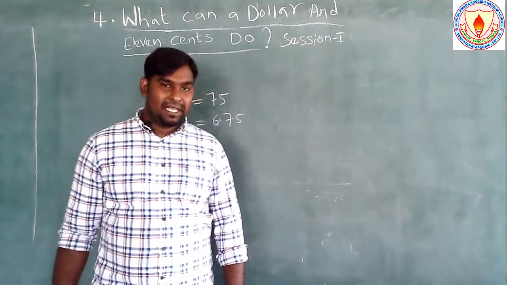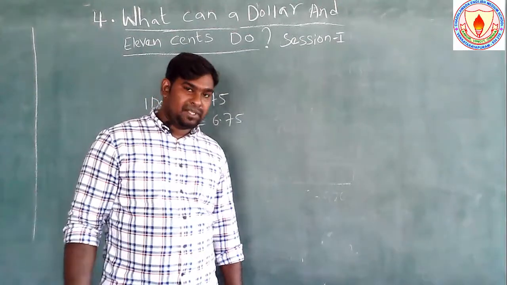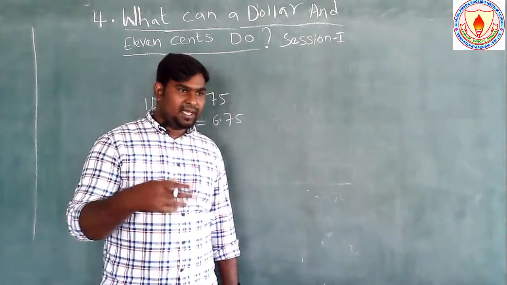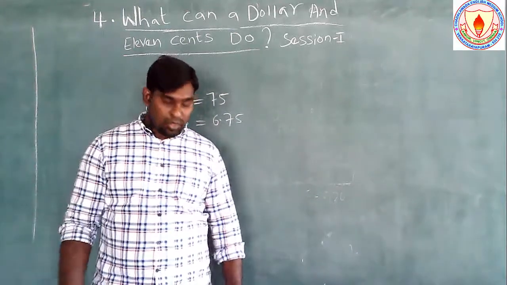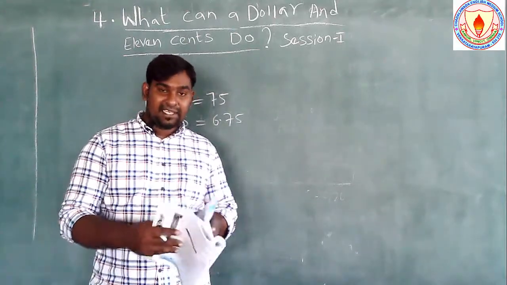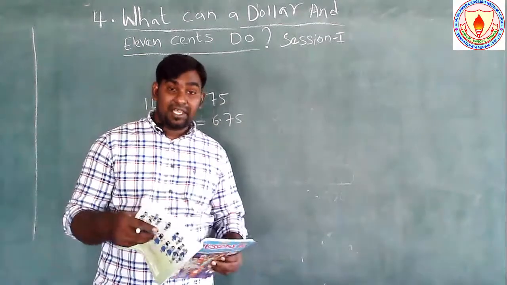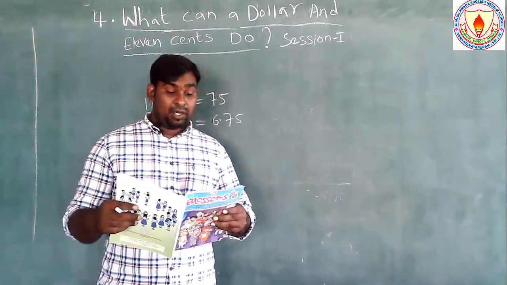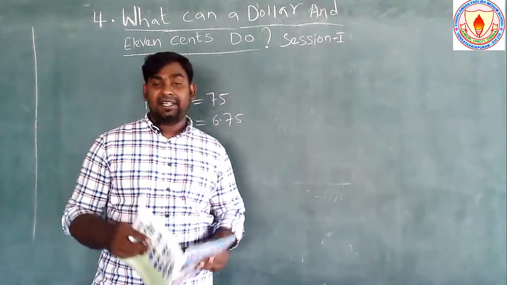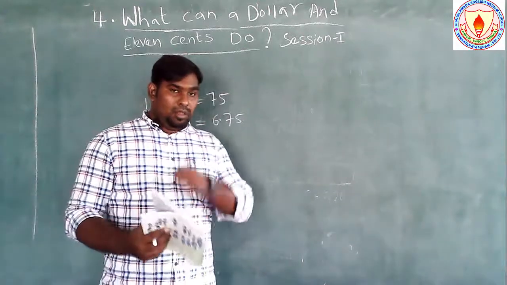Who might be ill, and has she come to the medical shop or pharmacy to buy medicine? We don't know exactly, but who might be ill in her home, we will see in the lesson on page number 54. All of you look into page number 54, right? What can a dollar and 11 cents do?